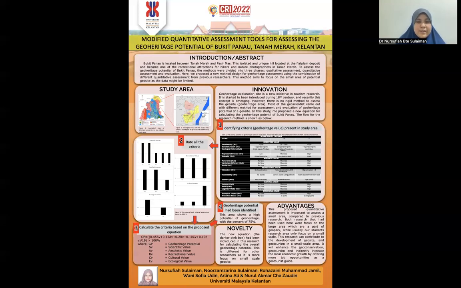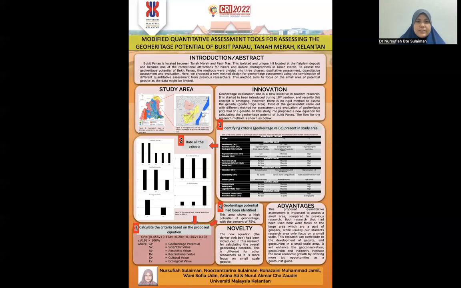So by calculating all the criteria, all the rates that we already got from this area, and using the new equation, the proposed equation here, we get the value of the geoheritage potential here as 75%, which shows a high potential of geoheritage.